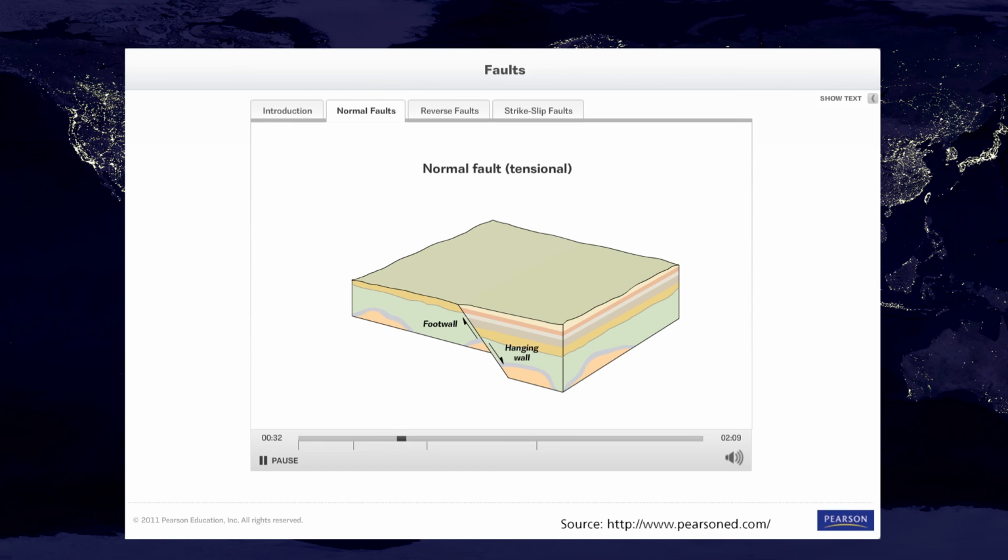Notice that the rocks exposed at the surface of the eroded and uplifted footwall block are older than those exposed on the hanging wall side of the fault.